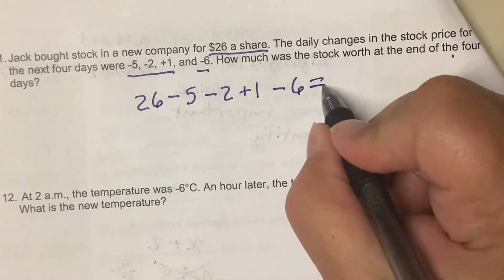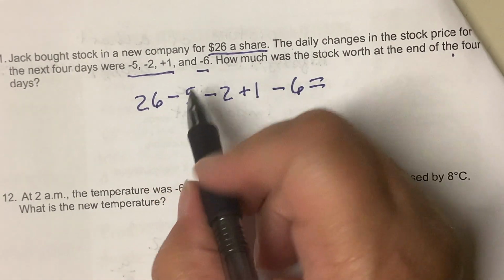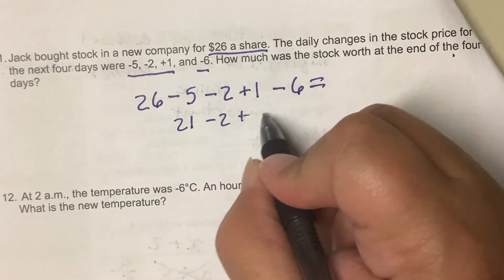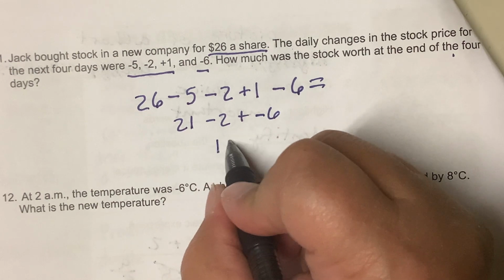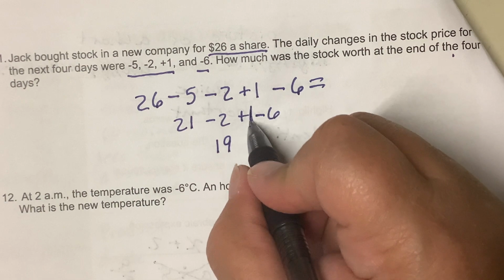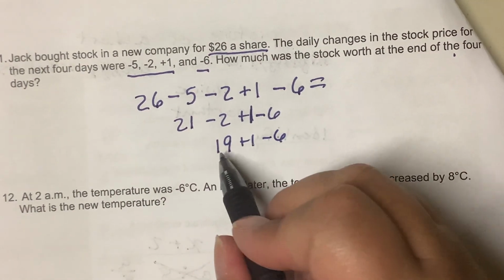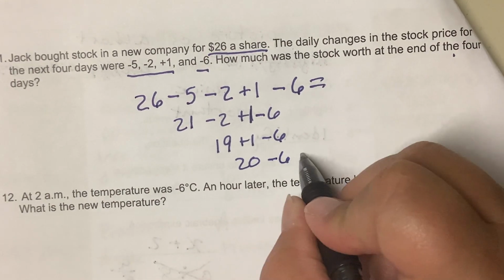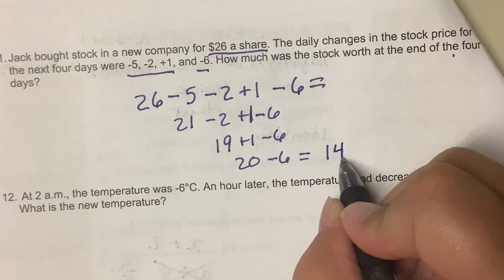So there's my equals. Do it in pieces. 26 minus 5, 21. Minus 2 plus 1 minus 6. 21 minus 2, 19. I forgot the plus 1. Get that in there. Plus 1 minus 6. 19 plus 1, 20 minus 6. My answer is going to be 14.